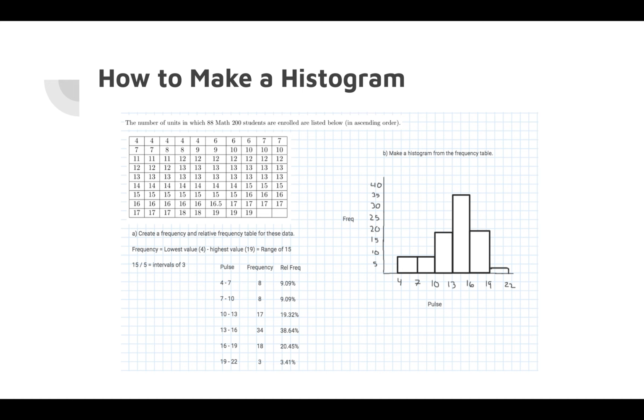Taking what we just learned, we can now make and analyze a histogram. In this example, you can see from the data set, we were able to make a frequency table, which then allowed us to make a histogram. Remember that histograms use intervals, so you won't get exact data. To analyze this, we would use SOCS: shape, outliers, center, and spread.